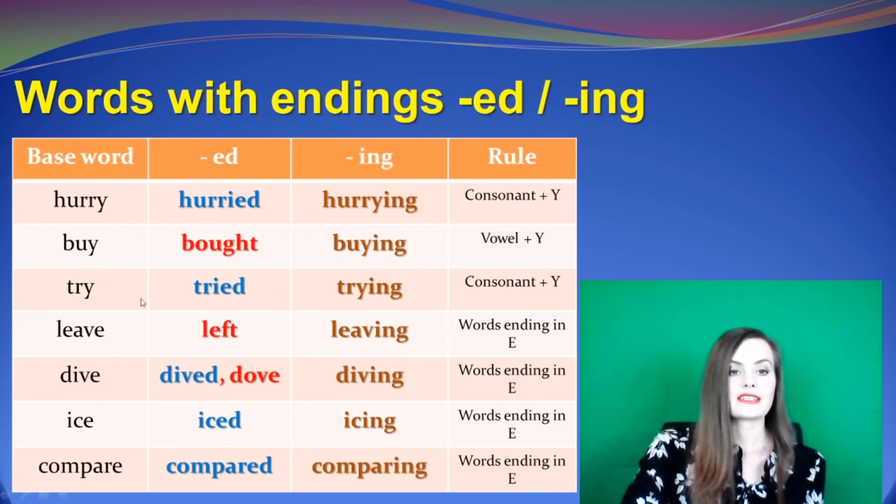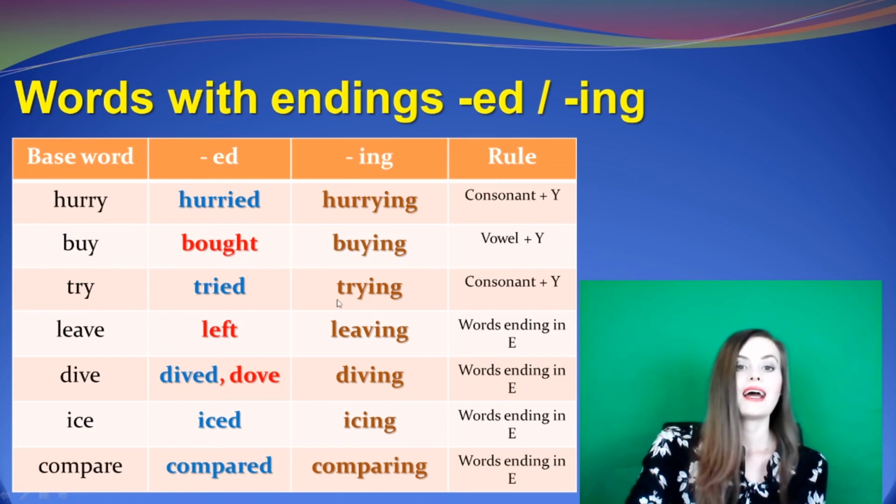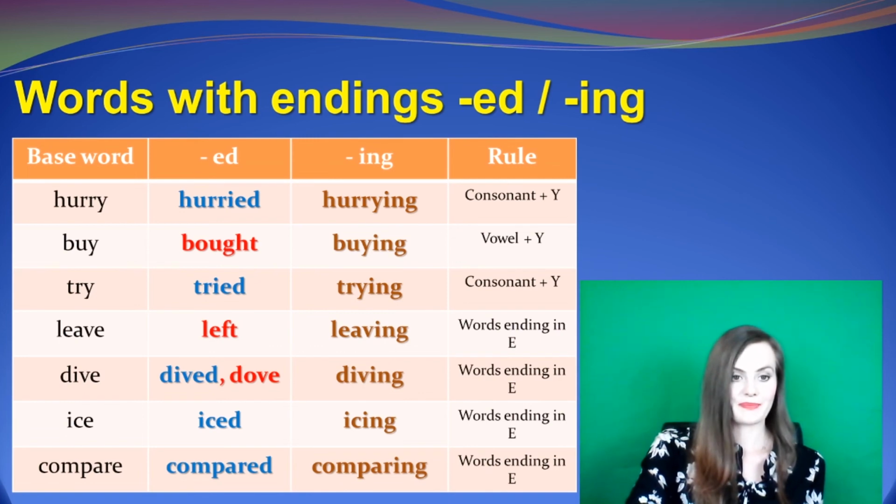Okay, next word is try. Try, when we want to change it into the past, we would say tried. So what happened with the letter Y? Yes, you're right. We changed it to an I and added ed to it. However, when we want to make trying, we don't change the base word at all. We just simply add ing. So what rule do we apply in here? Yes, you're right. We apply the rule consonant plus letter Y.